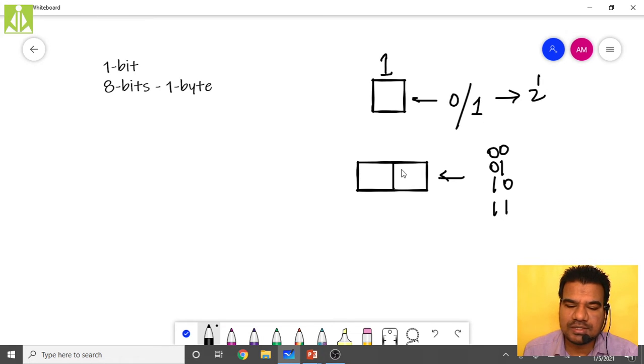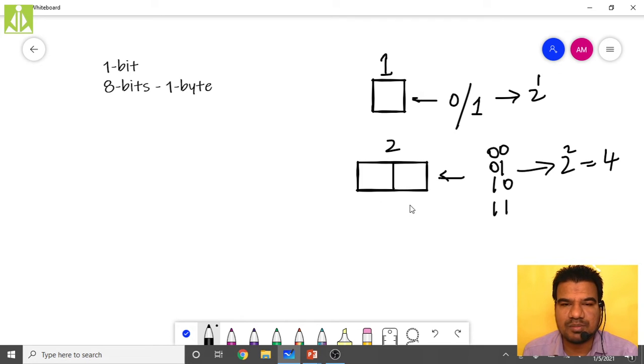If you have 2 bits, how many possible range of values can you store over here? 2 power 2, that is 4, as you can see here: 0 0, 0 1, 1 0, 1 1. So all those are my possibilities when I have 2 bits allocated.